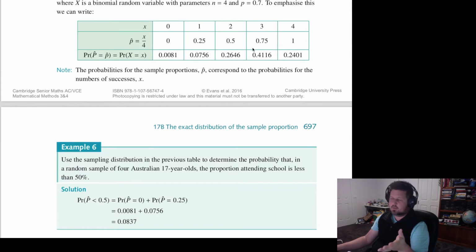Use the sampling distribution from the previous table to determine the probability that in a random sample of 4 Australian 17-year-olds, the proportion attending school is less than 50%. So here is 50%. For it being less than this, it's either going to be this column here, 0 or 0.25. Get the probabilities of each of those, add them together, and we've got the answer.